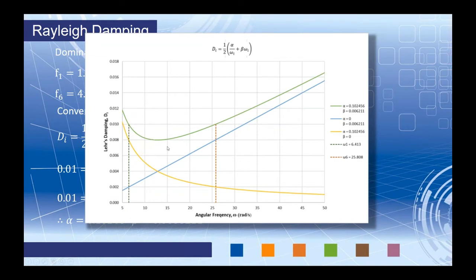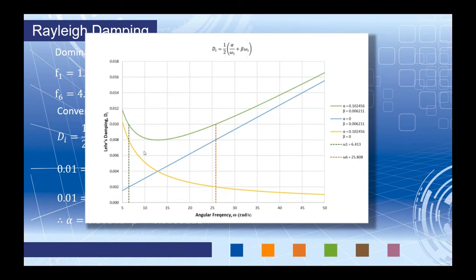Now, there are several other lines here on this graph. Well, the dotted lines indicate my dominant mode shapes. So here is my mode shape number 1, the dark green line. We can see omega 1 here. And then the orange dotted line is omega 6, my dominant mode shape 6. Well, I've adjusted alpha and beta so that if we follow these dotted lines where they intersect with the Rayleigh coefficients here, we get 0.01 Lehr's damping.